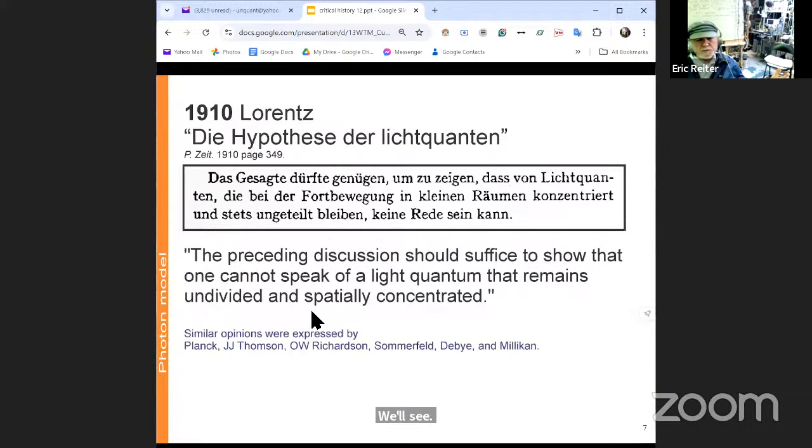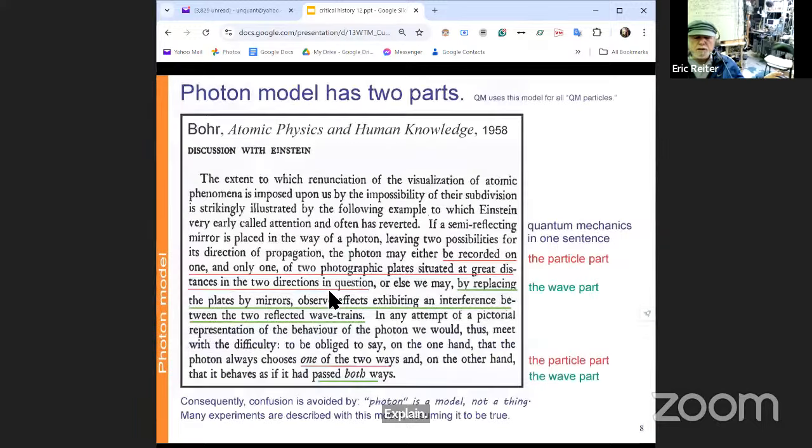So right away, many great people, Lorentz, paraphrasing, said light quanta just won't do. And so J.J. and O.J. Richardson, Sommerfeld, Debye, Millikan, they all objected to this particle of light kind of model because obviously there are the wave properties, and how do you explain the wave and interference with particles? They understood that you cannot do it.